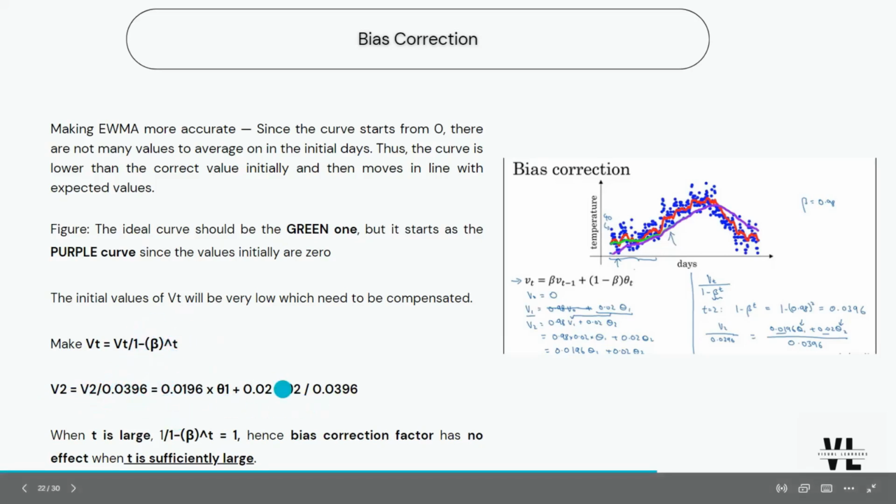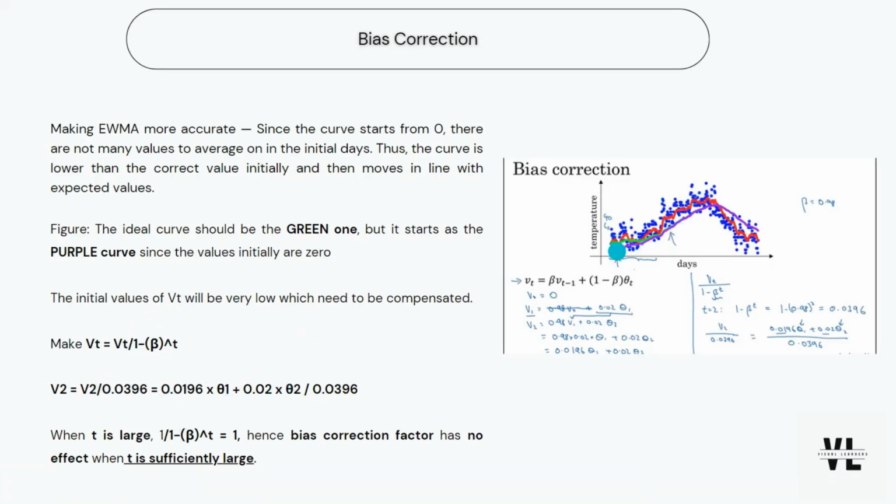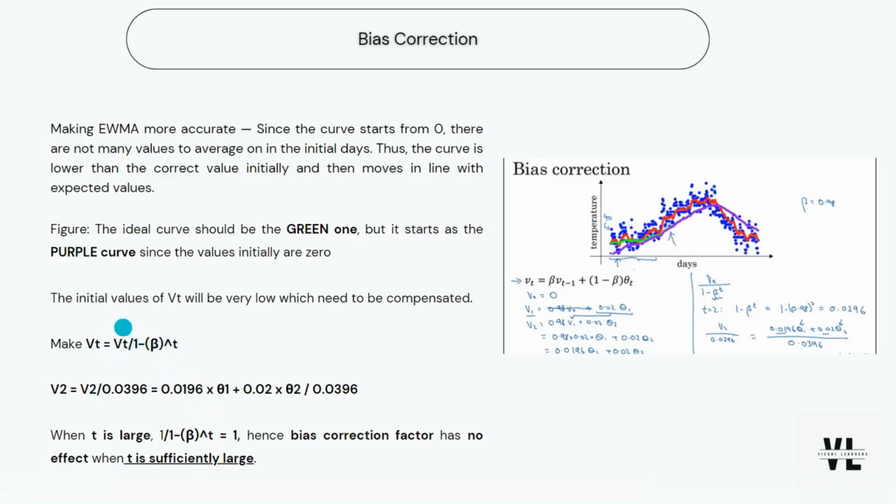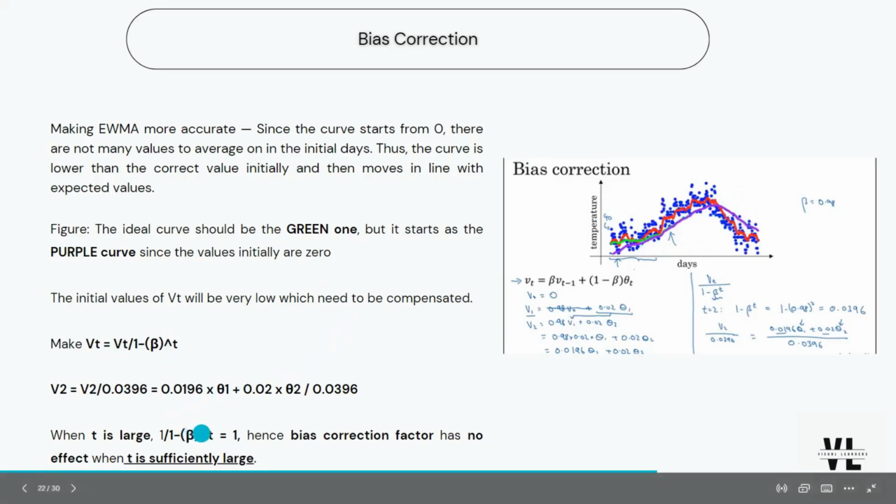Then we get a new value which is going to be corrected and which is going to fit the green line. When t is large, notice that the term 1 over 1 minus beta to the power of t will become closer to 1. So you'll be just dividing the v value by 1, and it's basically the same values. That's why you see the overlap between the two lines for a higher number of days.